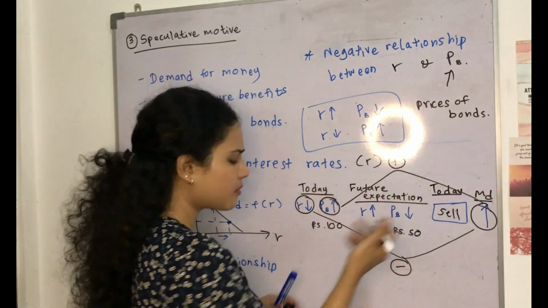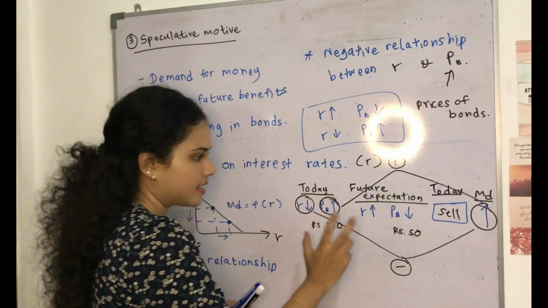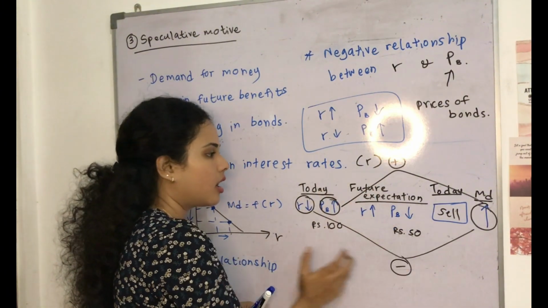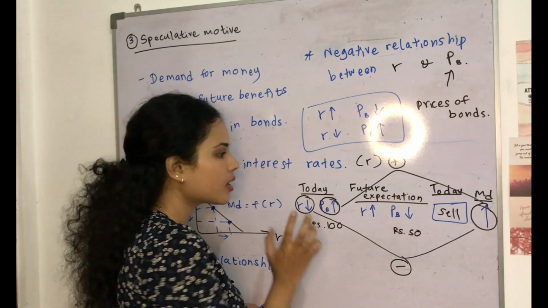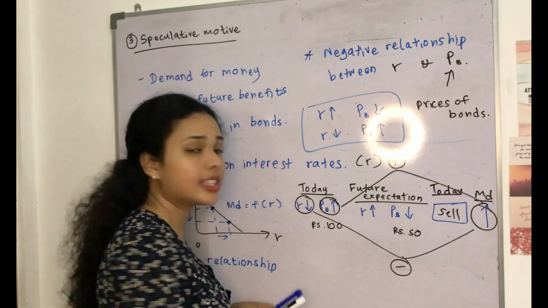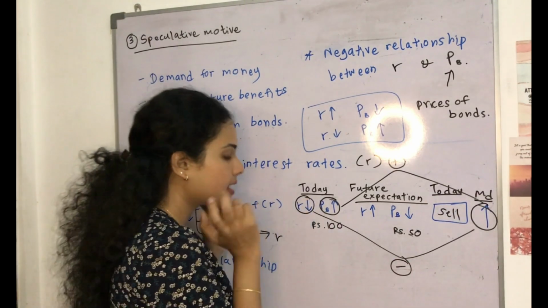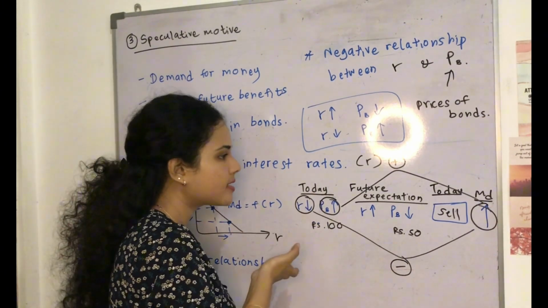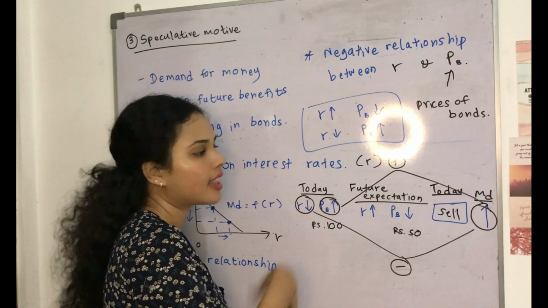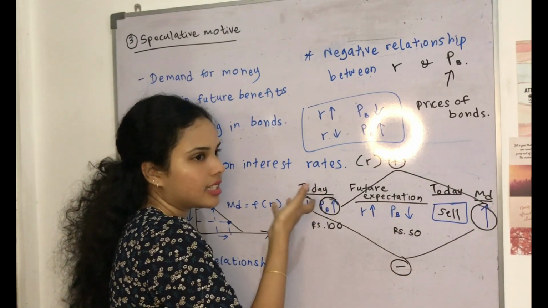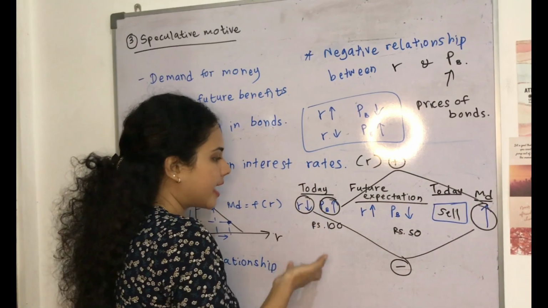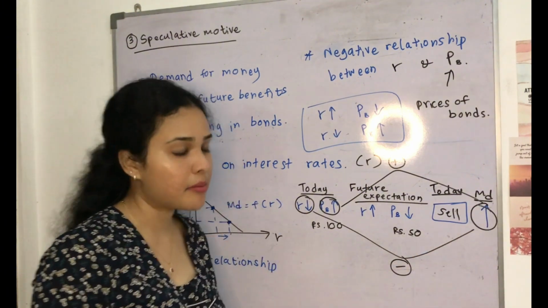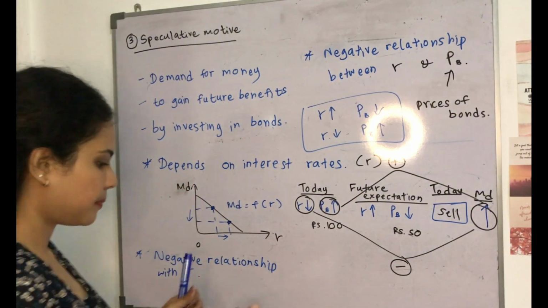Don't think about the future expectation. Just to understand the situation, just to learn the scenario, we are going through this process. But the last lesson that we should learn from this is the relationship between what is happening today, the current status of interest rates and prices of bonds, and the current state of money demand. So this is the relationship.